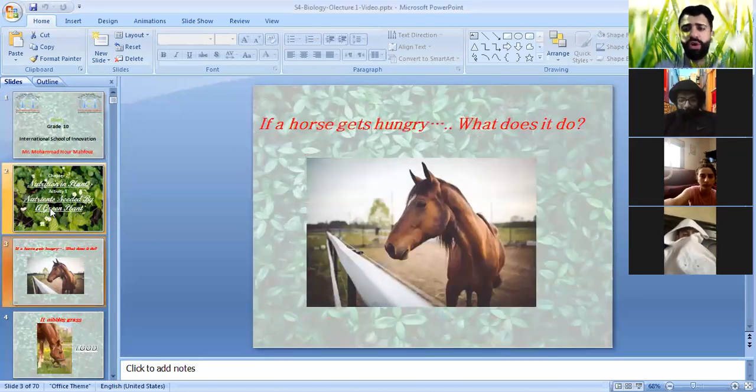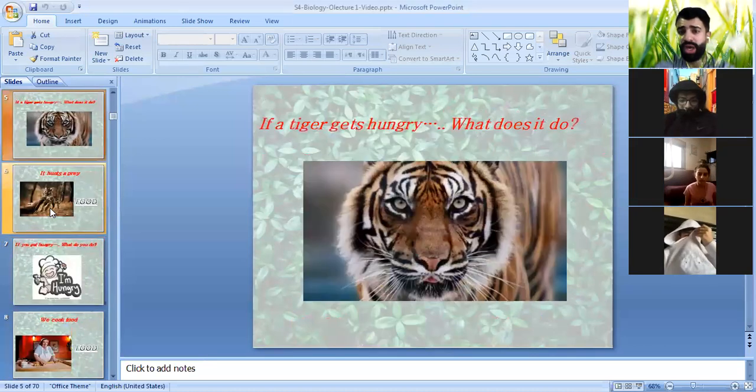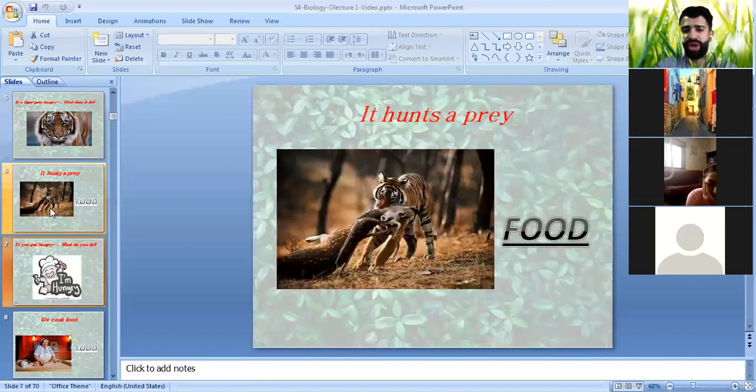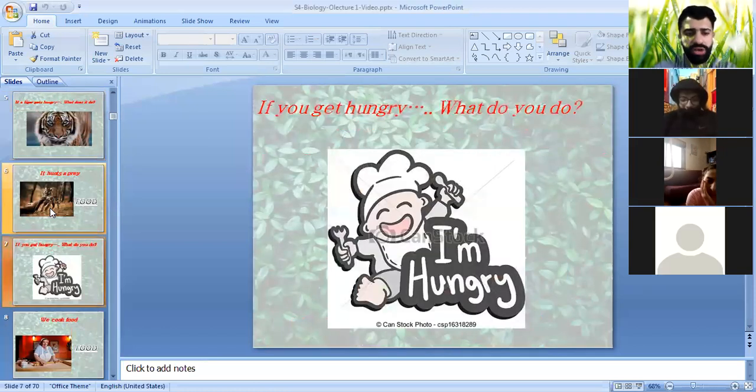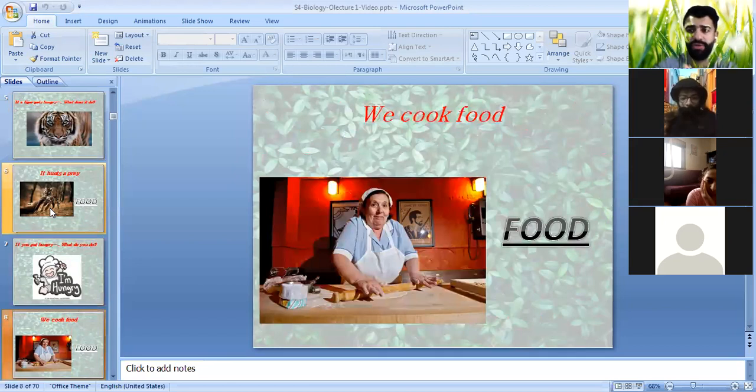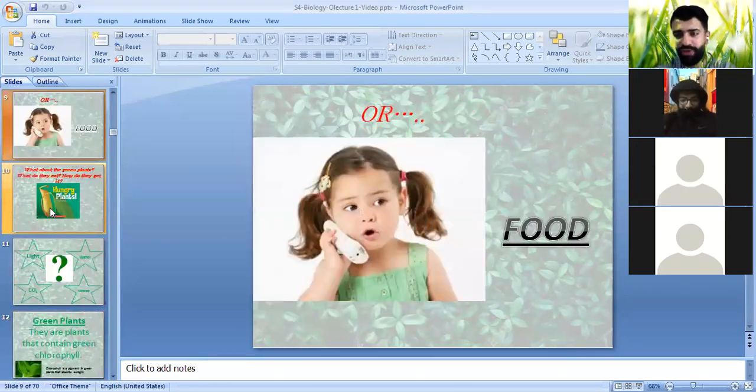So what happens if a horse gets hungry? We said that it will nibble grass. What happens if a tiger gets hungry? It will hunt prey. So what about you if you get hungry? Either you cook food, or you are going to order food, as Muhammad and Ibrahim do.